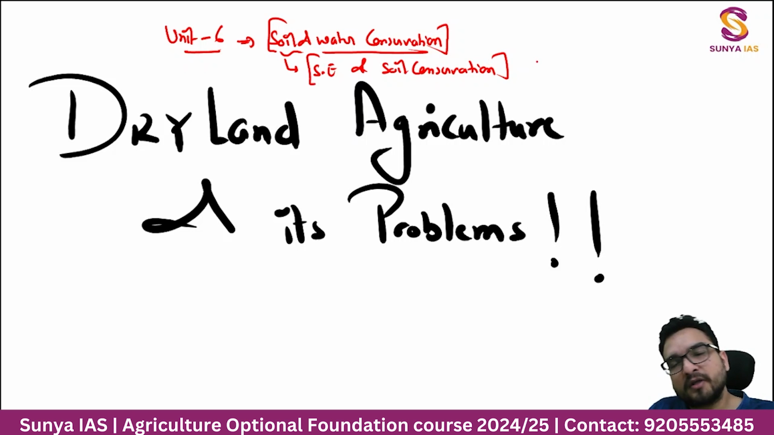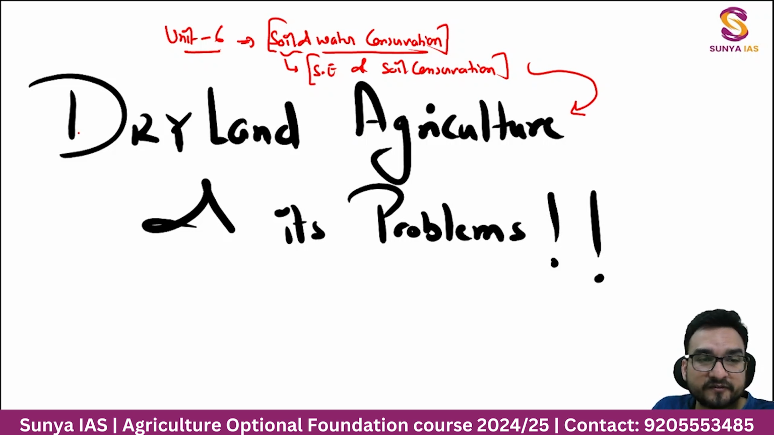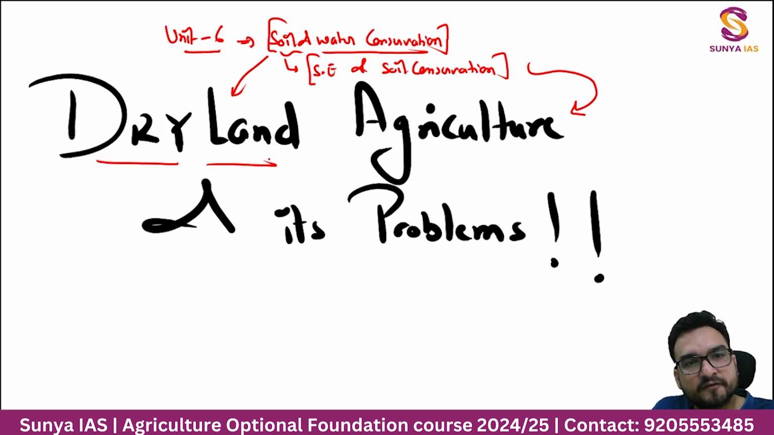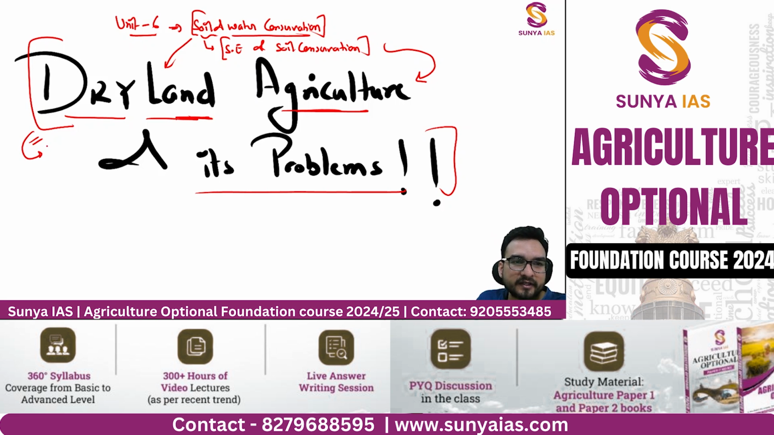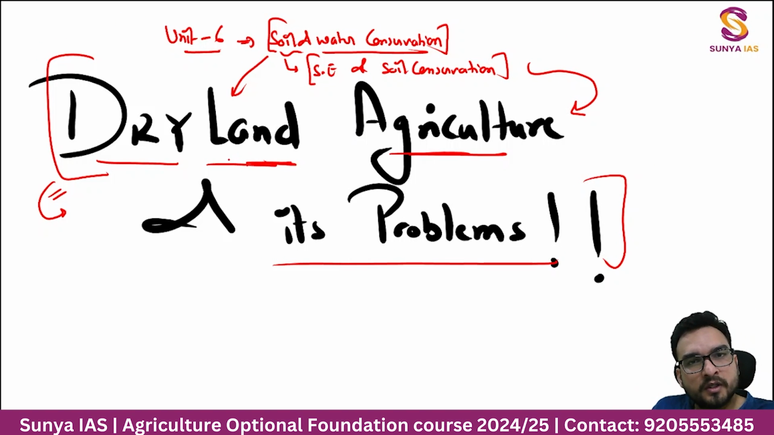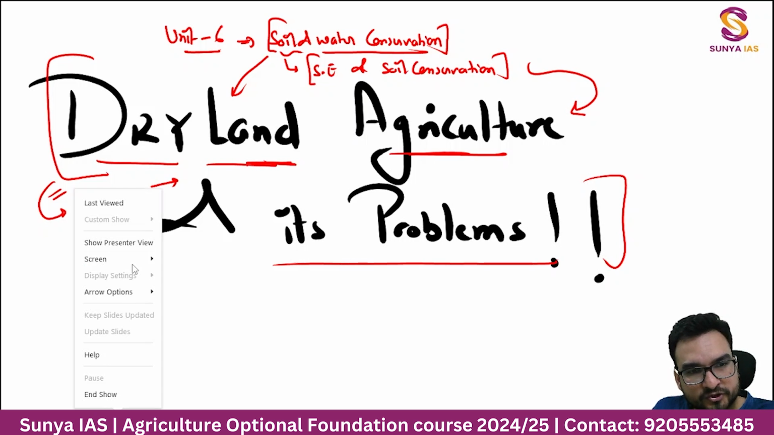Now, in this particular class, we are starting this very important topic under this unit only, that is soil and water conservation, dry land agriculture and its problem, guys. As it is written in the syllabus, it is very important because every alternate year, questions are asked from this particular topic. So, before going ahead, as usual, our practice is to see what we have seen till now.